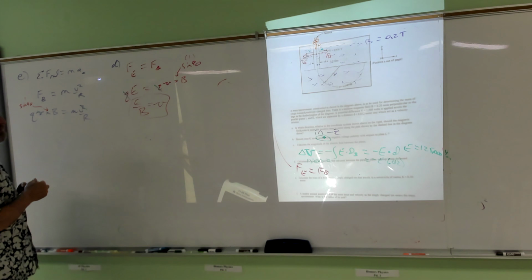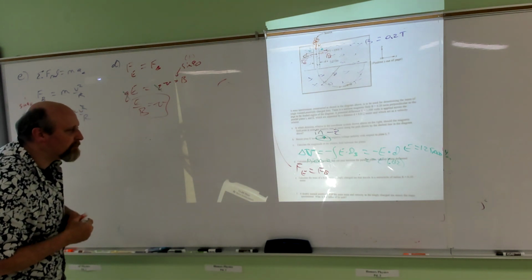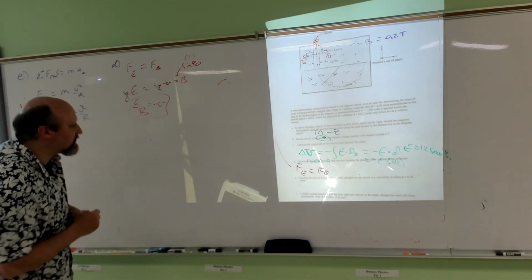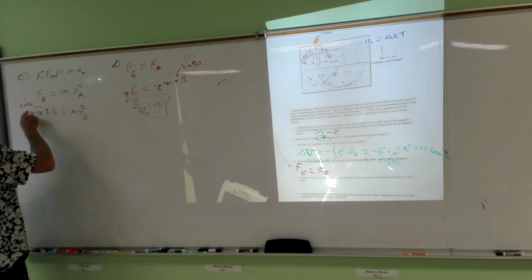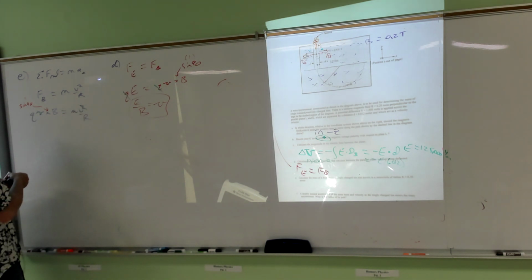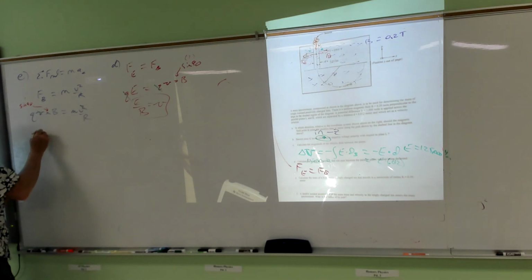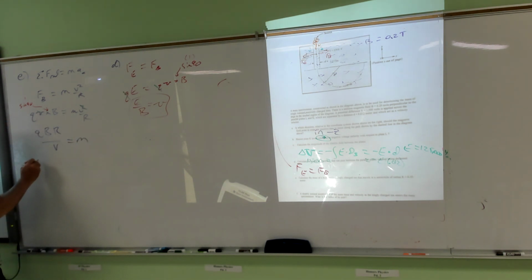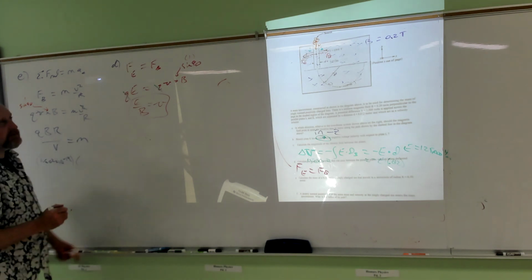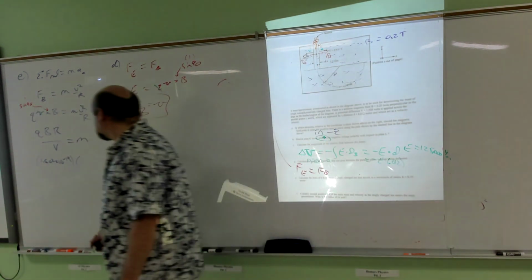I'm trying to solve for what again? The velocity? No, the mass. The mass of the particle that goes at a radius of a half a meter. So I'm trying to find M. Let's move the R up here and the V down there. So we are going to get QB multiplied by R divided by V. That's my mass. I know the charge. It's one elementary charge, 1.602 times 10 to the negative 19 coulombs. I know the B field strength. They told me that the B field strength was 0.2 teslas. It's a fifth of a tesla.